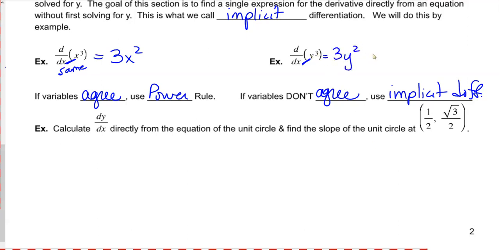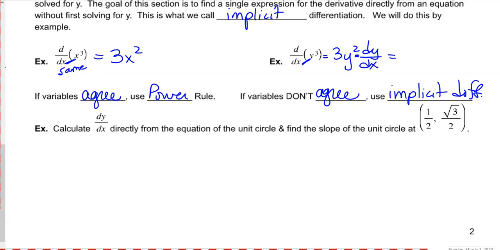That would give me 3y squared. But then I have to chain rule the inside because if this is a function of x, I'm going to have to take the derivative of that function with respect to x. So that's the implicit part that comes in. And that should be a times there because you are multiplying those together. Obviously, you don't have to write the times, but I'm reiterating the fact that you are multiplying those together.